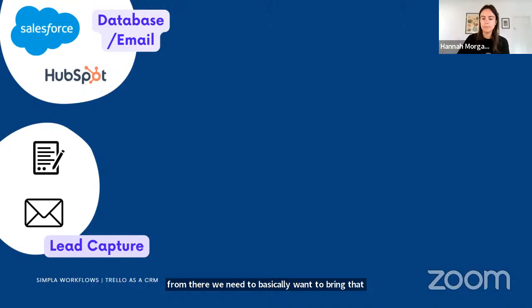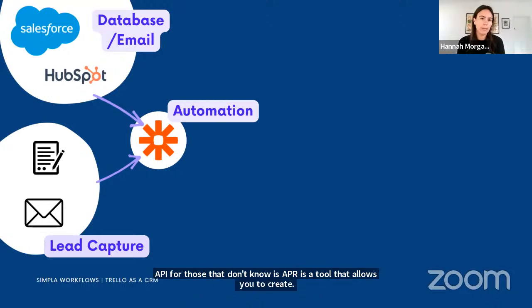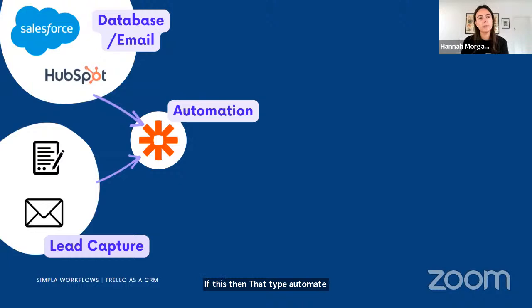The way that we're going to bring that into Trello, one way you can do that, is through a tool called Zapier. Zapier, for those that don't know, is a tool that allows you to create if this, then that type automations, and it allows you to automate actions within one tool or across multiple tools. So it can actually help you connect different tools together.